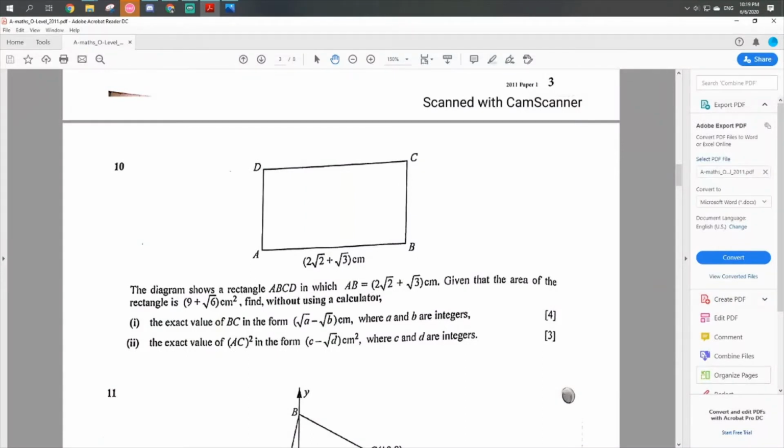Question 10. The diagram shows a rectangle ABCD in which AB is equal to 2 square root 2 plus square root 3 cm. Given that the area of the rectangle is 9 plus square root of 6 square centimeters, find without using a calculator the exact value of the C in the form of square root of A minus the square root of B, where A and B are integers.